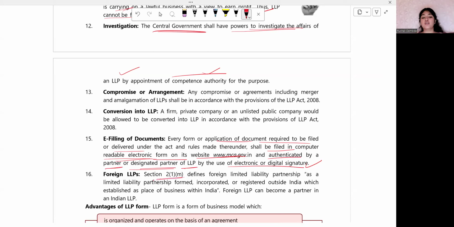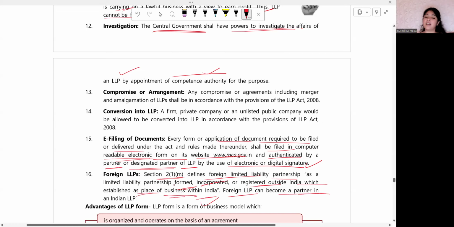Foreign LLP. Section 21M defines a foreign limited liability partnership as a limited liability partnership formed, incorporated, or registered outside India, which establishes a place of business within India. A foreign LLP can become a partner in an Indian LLP. Foreign LLPs are those which are formed outside India, but they have a place of business in India.